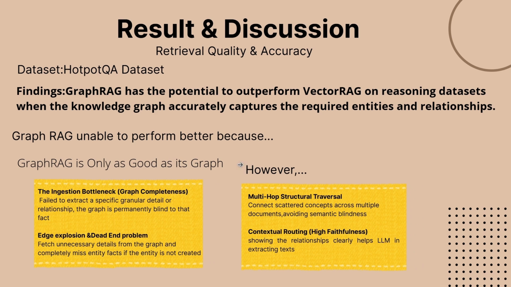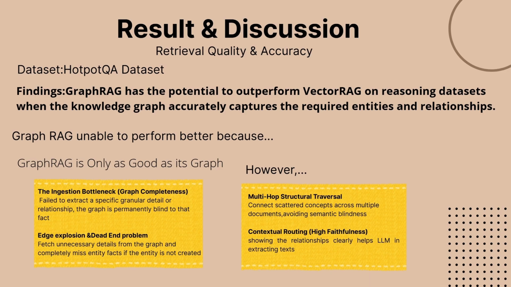So we use the LLM to extract all entities and relationships upfront when building the knowledge graph. If it misses granular details, the graph is permanently blind to them, and it cannot retrieve a relationship that was never mapped. And also, an edge explosion happens with highly connected nodes, pulling in a massive amount of irrelevant context that will drown out the answers and distract the decision of the LLM.